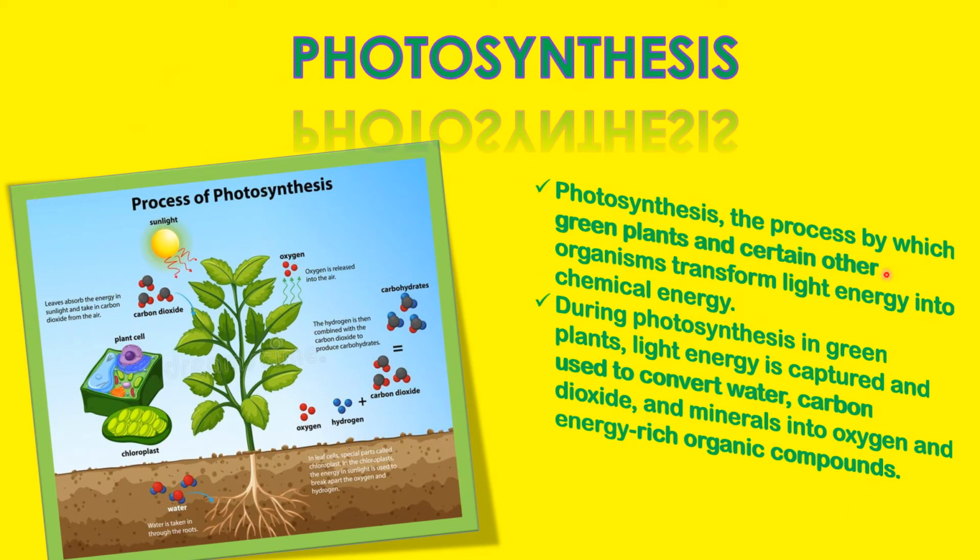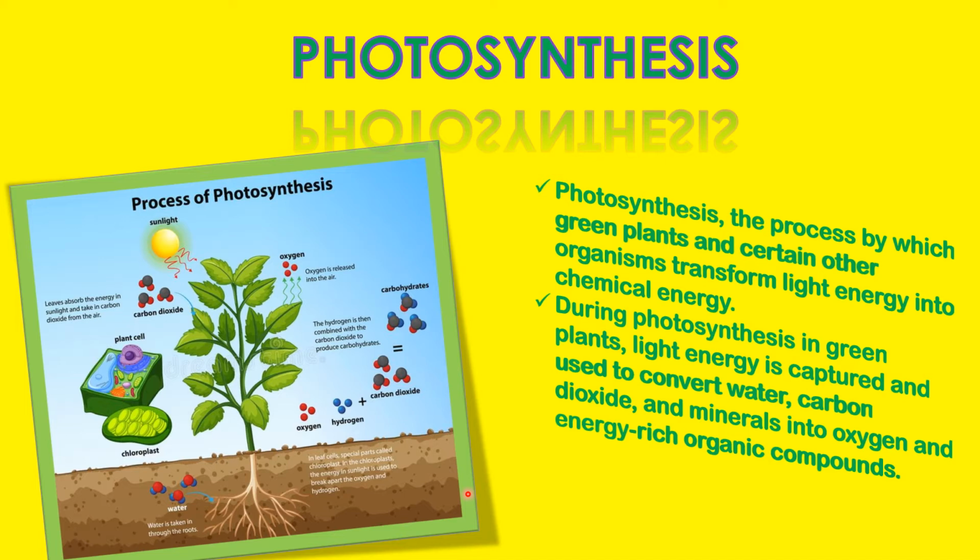Photosynthesis is the process by which green plants and certain other organisms transform light energy into chemical energy. During photosynthesis, in green plants, light energy is captured and used to convert water, carbon dioxide, and minerals into oxygen and energy-rich organic compounds.